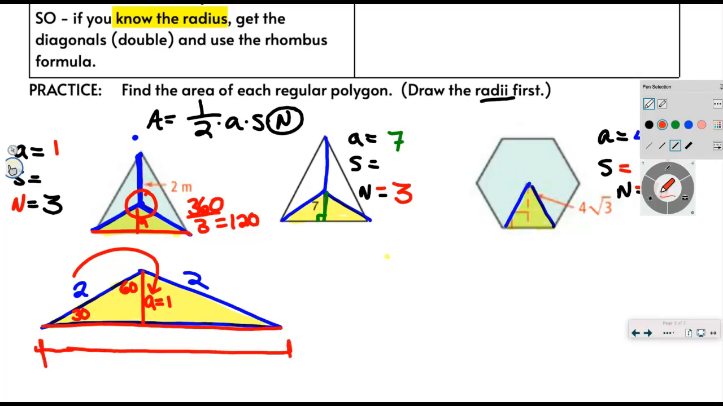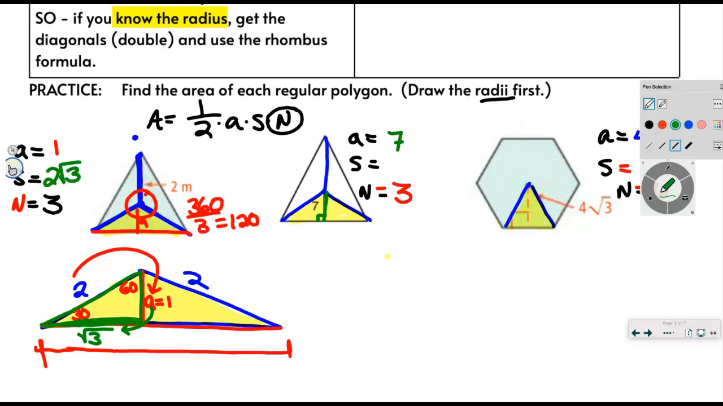All I'm going to do is figure out half of it, because it's the long leg on my 30, 60, 90, and I have the short. And we have on our note card that we multiply by root 3. And 1 times root 3 is root 3. Well, that's halfway, so I need to double it to get the whole side.